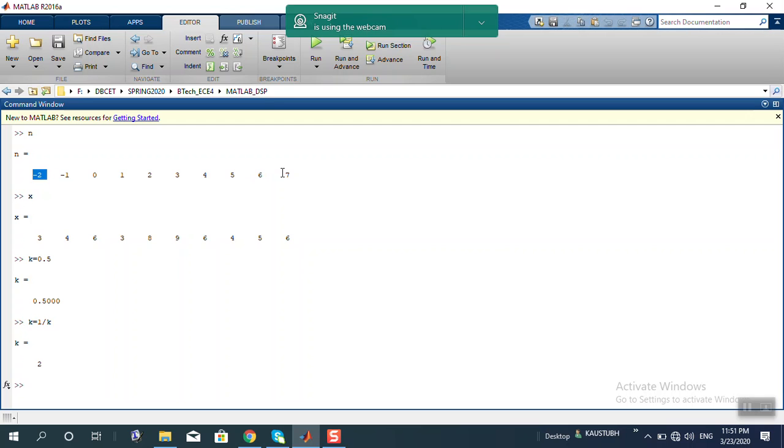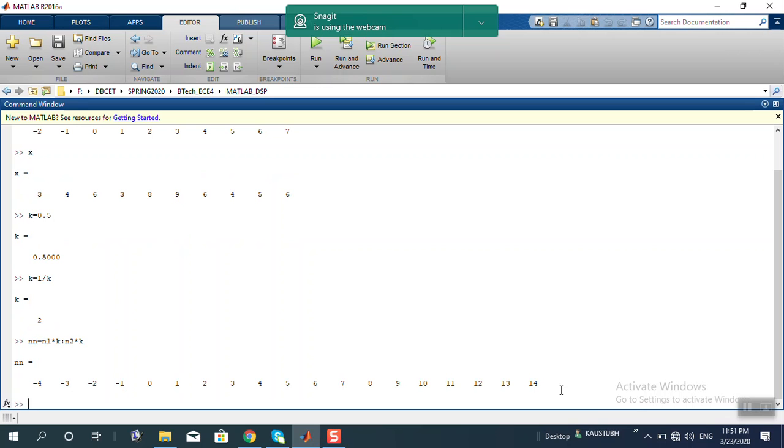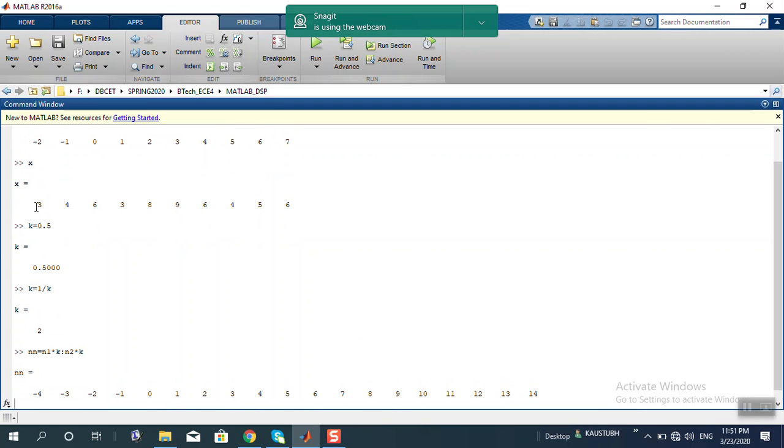So minus 4 to 14. So how will it be? The new time scale, suppose it is n1, nn is equal to n1 star k to n2 star k. So it is minus 4 to 14. And what will be the values? In between there will be a 0. In between there will be a 0. So the values will be like 3 0 4 0 6 0 3 0 8 0 9 0 8 0.